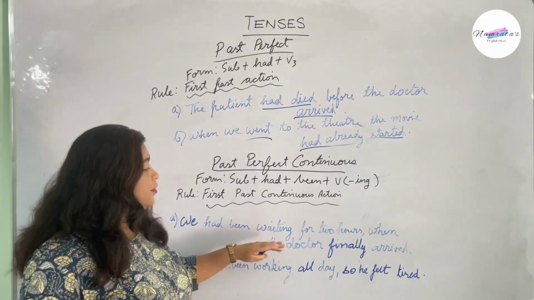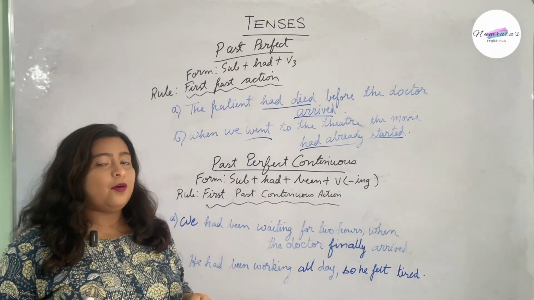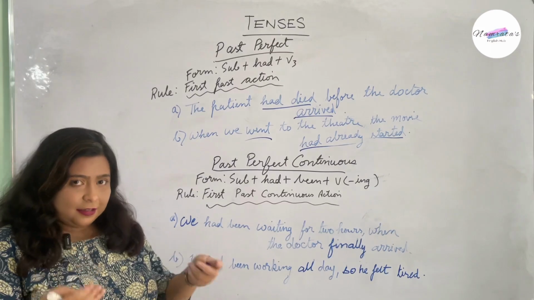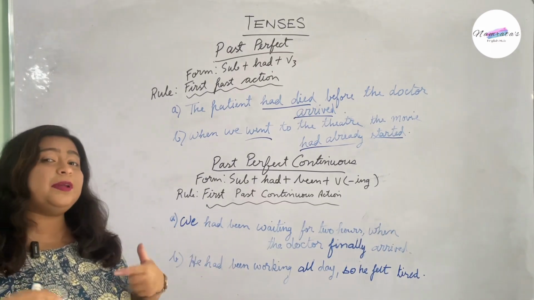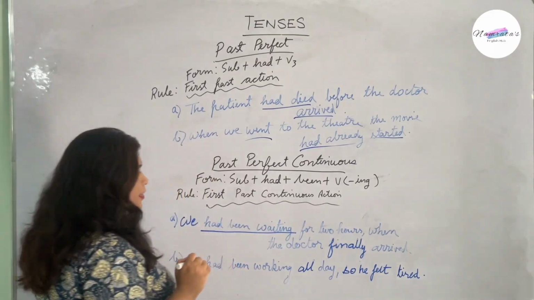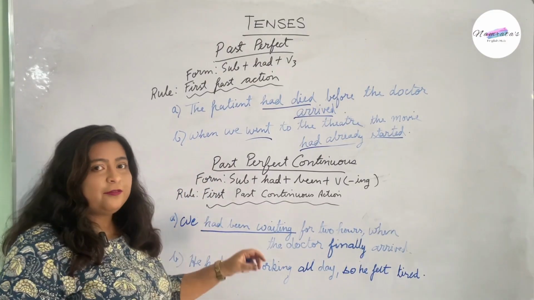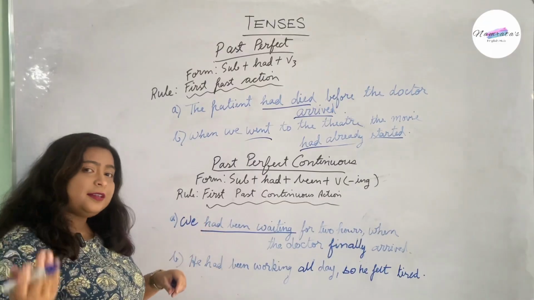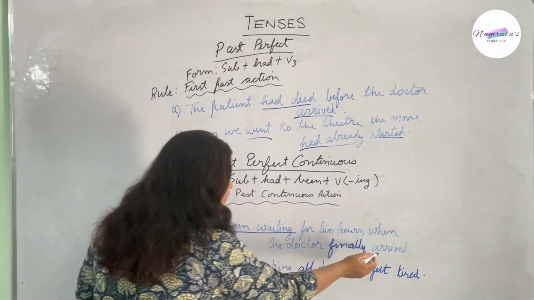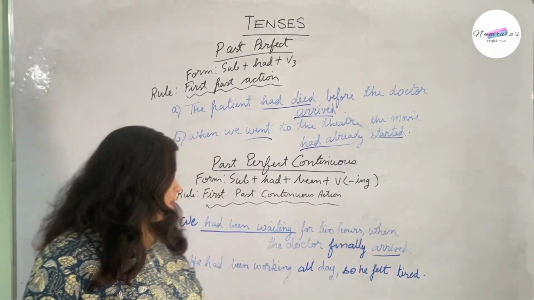We had been waiting for 2 hours when the doctor finally arrived. Now, the doctor arrived later. We were waiting before. We had been waiting for 3 hours. This is the first past continuous action. Okay? There is a continuity. We had been waiting for 2 hours, 3 hours, then the doctor arrived. This happened next. So the later action is simple past tense.